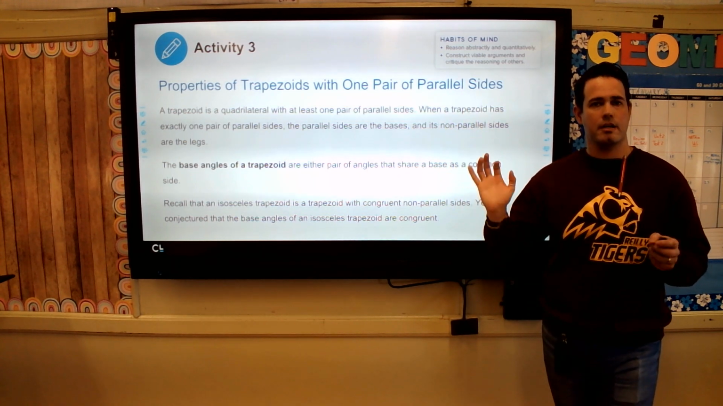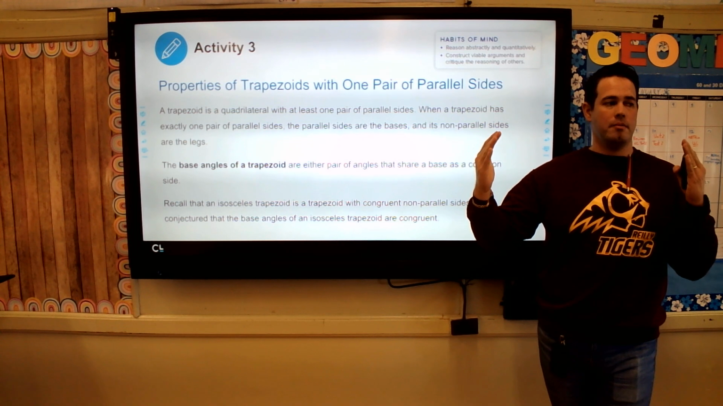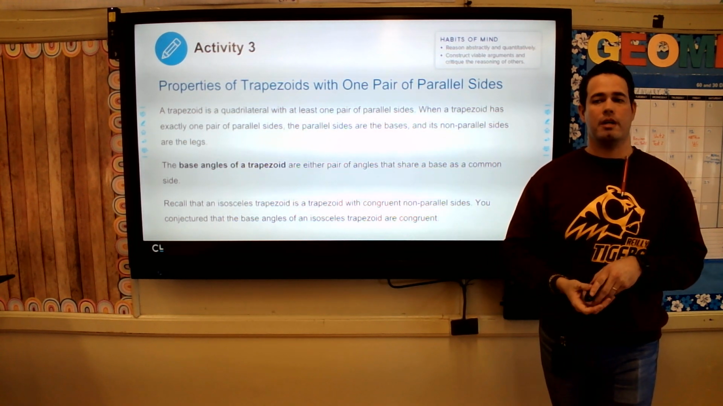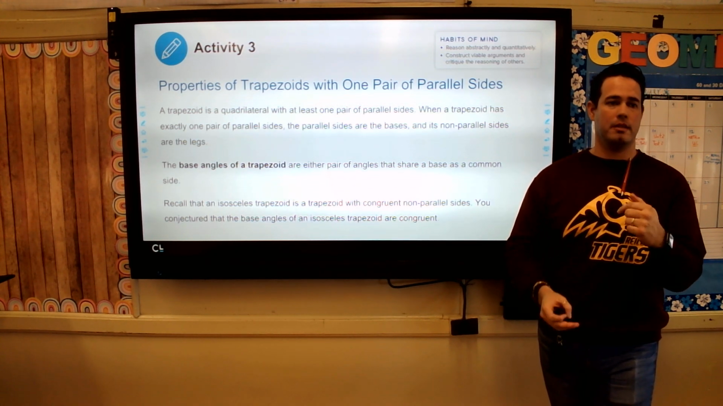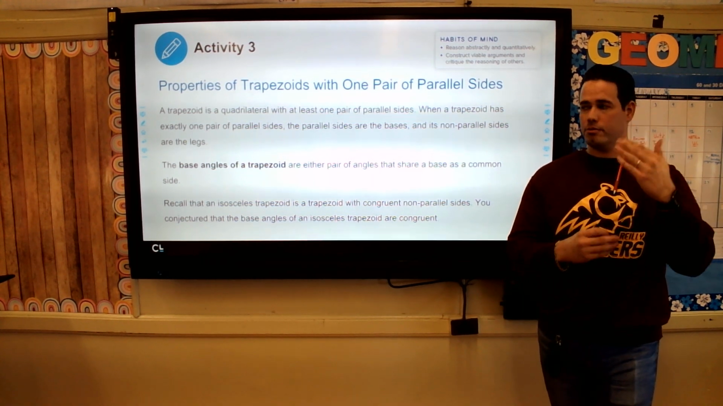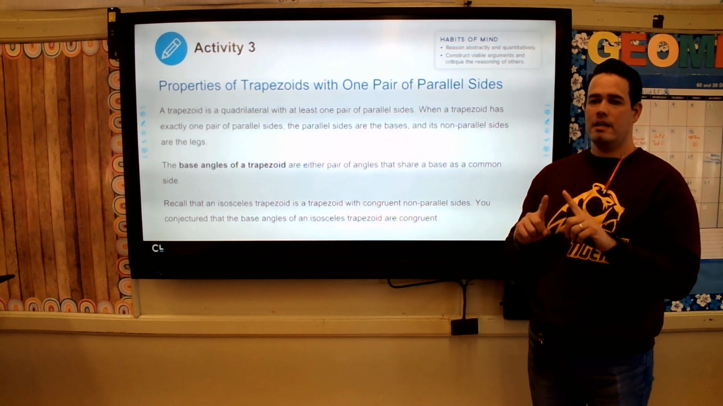So notice that we're not talking specifically about an isosceles trapezoid, where your non-parallel sides, aka the legs, are congruent, or a right trapezoid that has a leg perpendicular to both of the parallel bases, right? Parallel sides, also known as the bases. So this talks about trapezoids in general.